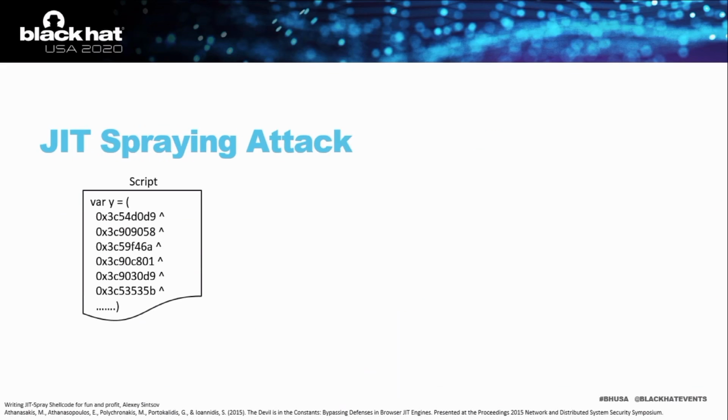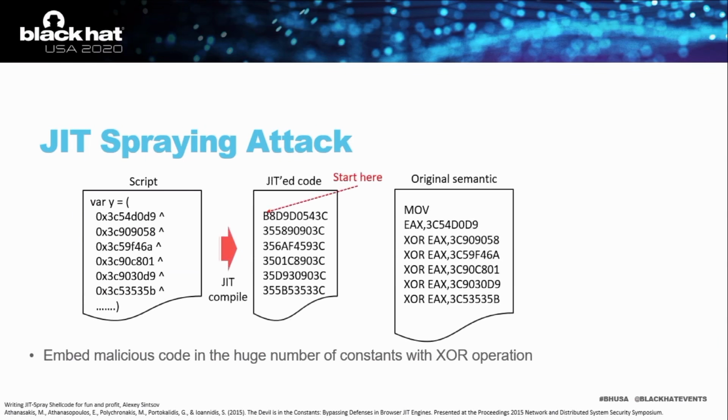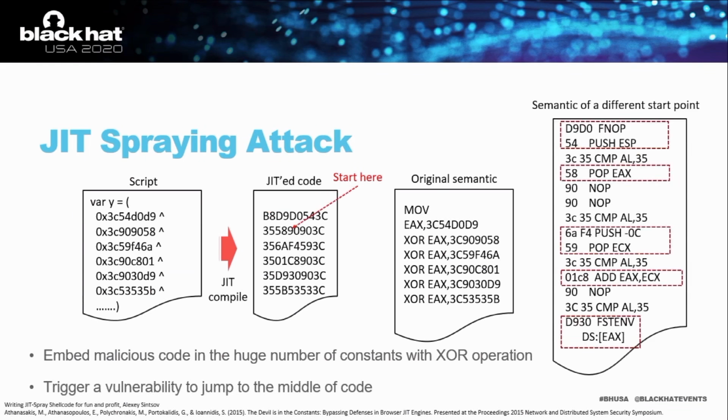One of the famous JavaScript engine exploitation is JIT-spraying attack. In this attack, an attacker encodes malicious code in the huge number of constants in script. Look at this example. They are definitely benign consecutive XOR operations. So there is no problem in generating corresponding JIT code within the sandbox. However, an attacker can trigger a vulnerability and change the program counter to the middle of those constants. Then the semantic of the code turns into what attacker wants to execute. In this way, an attacker can inject any malicious code within the sandbox.